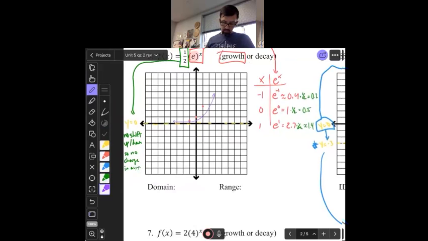Domain, no reason you should miss that. It's all real numbers. You can plug in any number you want. Range, where's your asymptote? Starts at 0 and goes up forever. Since we didn't have any shift up or down, the 0 didn't change.